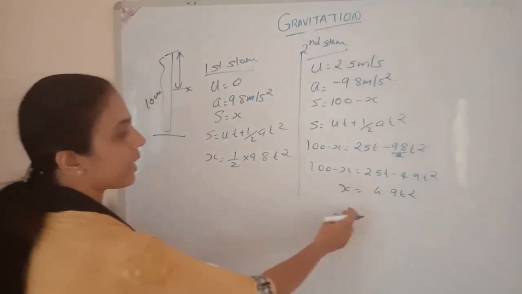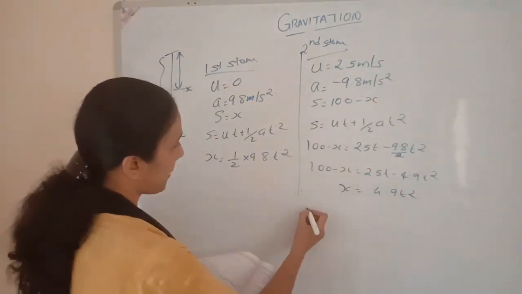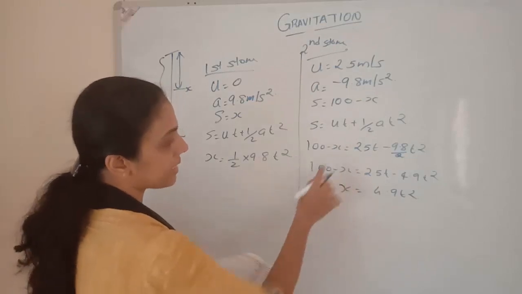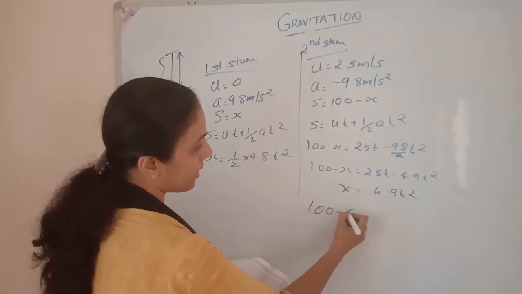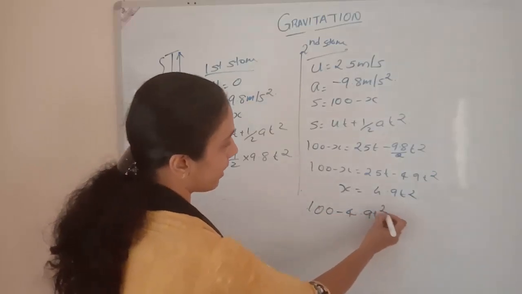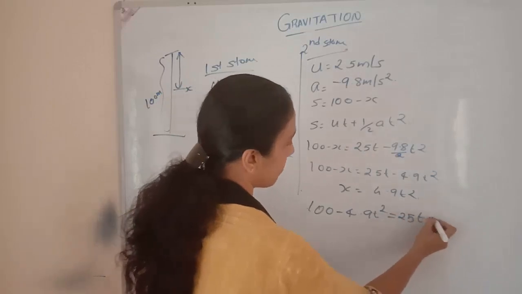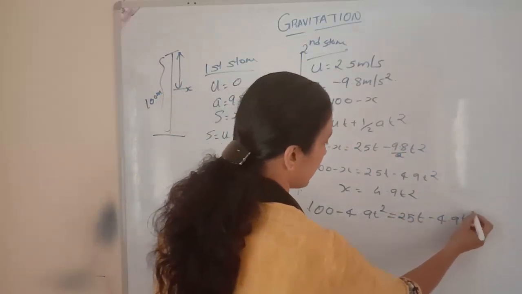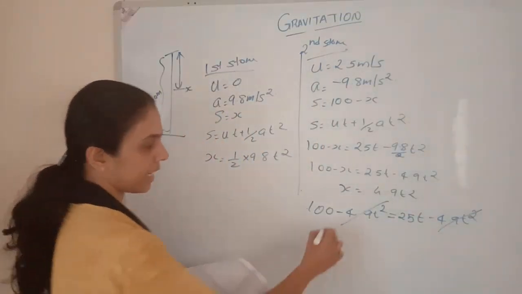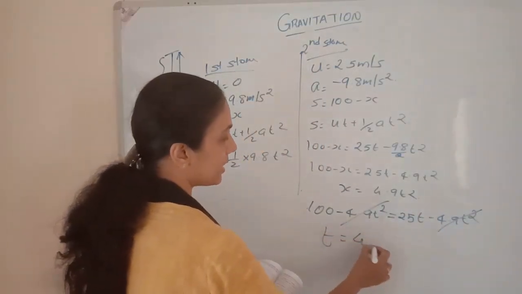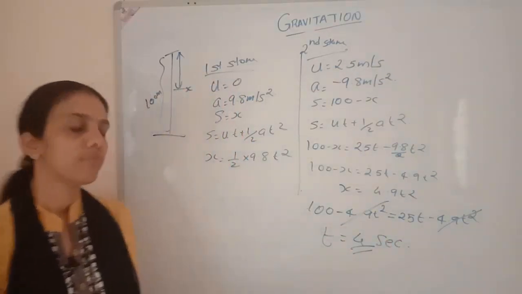Okay, so if we are adding these two, what will we get? See here, instead of x I can substitute 4.9 t square, right? So 100 minus 4.9 t square equals 25t minus 4.9 t square. 4.9 t square, 4.9 t square will get cancelled. So you will get t equals 100 divided by 25, that is 4 seconds.